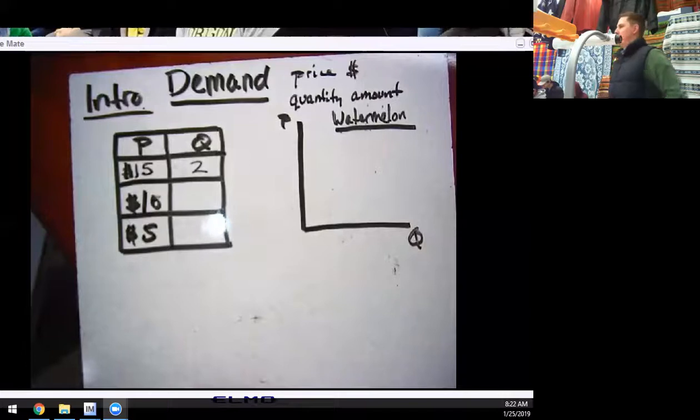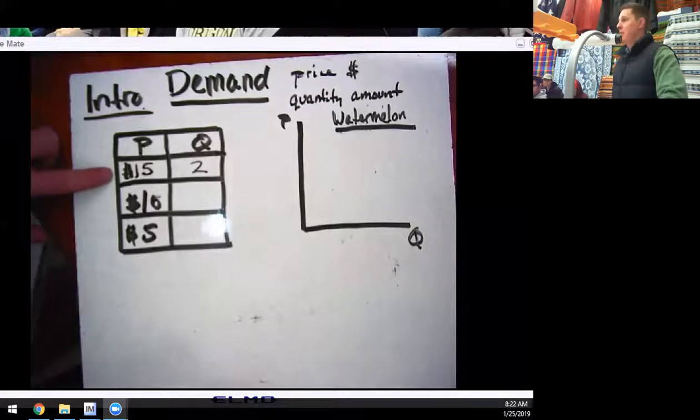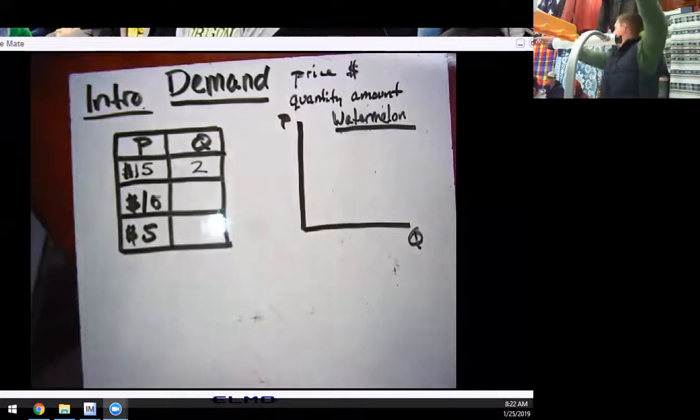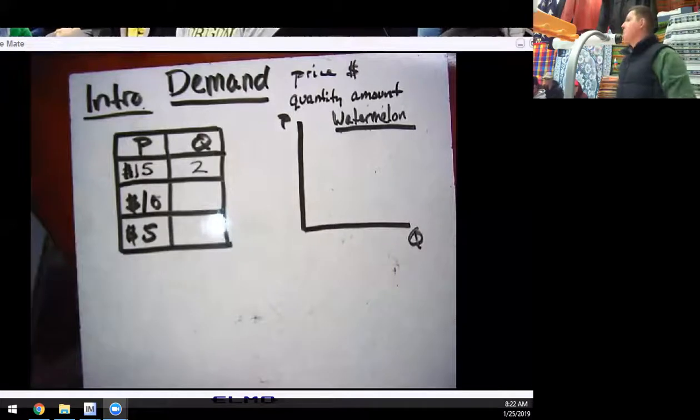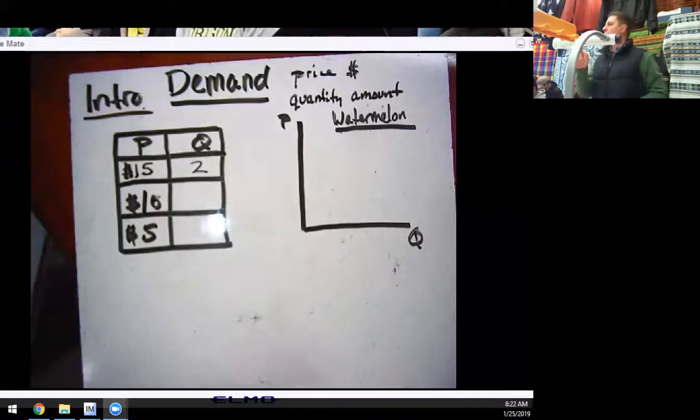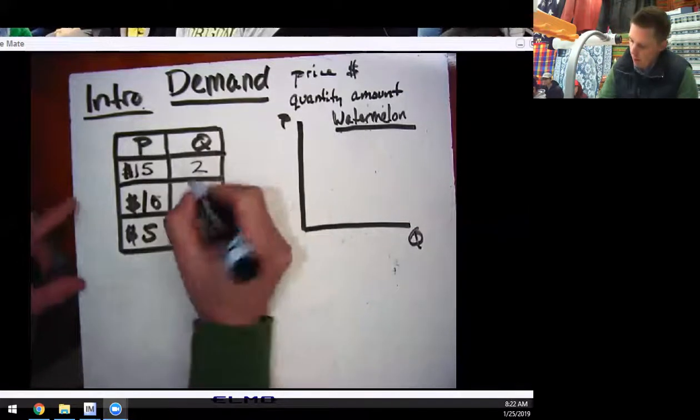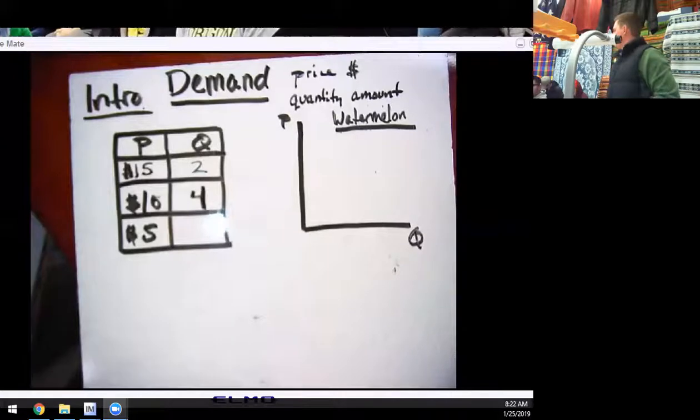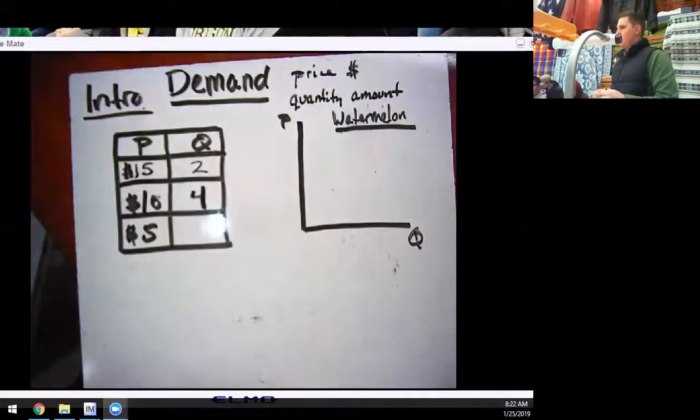I don't know where you guys get your watermelons, but how many of you guys would be willing to spend $10 on a watermelon? Raise your hand. The same people that said 15, you would still. Okay, so you two keep your hands up, and the rest of you who would go for 10, raise your hand, please. 1, 2, 3, 4. Good. You guys are getting this down, right? In your notes? Okay, we're building this thing.